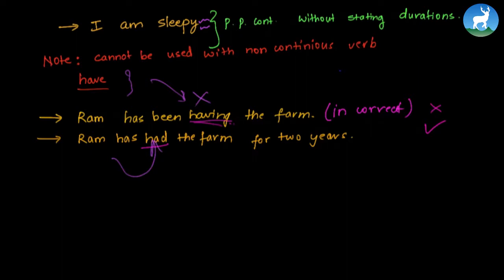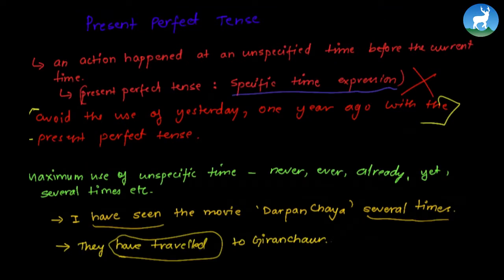Now we go through the present perfect tense. In this tense, we show an action happened at an unspecified time before the current time. It happened before, but you don't know when. You don't know the exact time. So never use the present perfect tense with specific time expressions, like 2 minutes ago, 1 day before. Avoid that. Avoid the use of yesterday, 1 year ago with the present perfect tense. So avoid phrases like this with the present perfect tense. Make the maximum use of unspecific time, for example, never, ever, already, yet, several times.